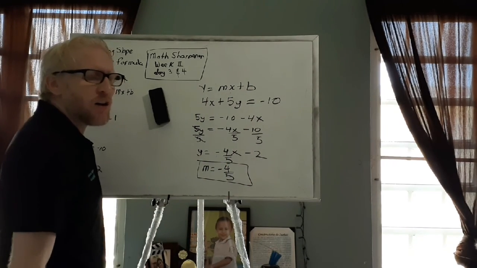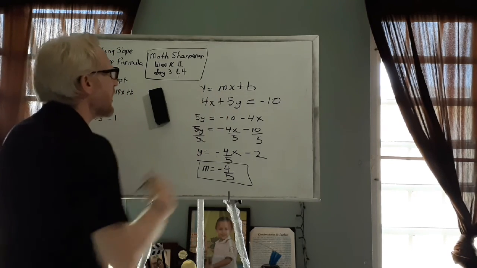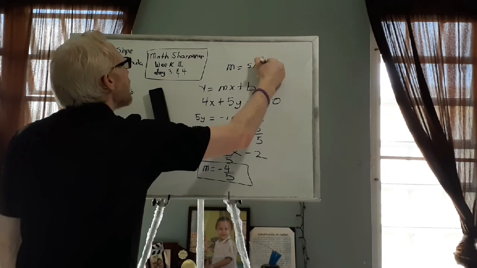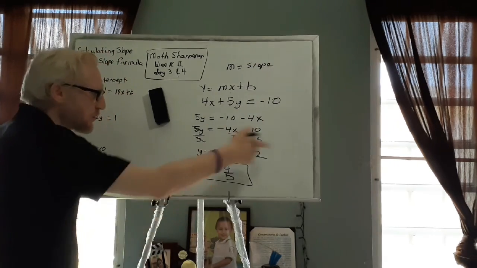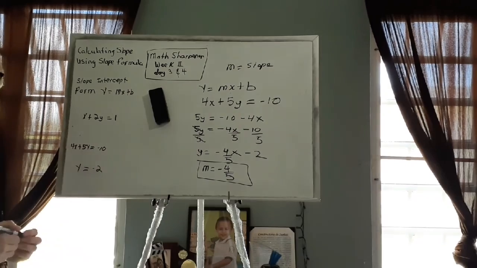So now all I need to do is identify the slope, or identify the m. Remember, like I said a minute ago, that m equals slope, okay? So now I want to identify which of these numbers is my slope, and the number is negative 4 over 5. And that's it, guys.